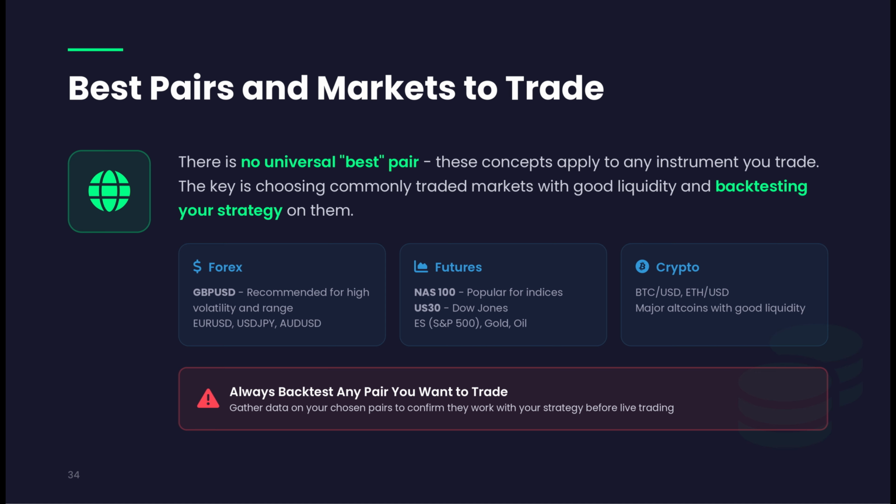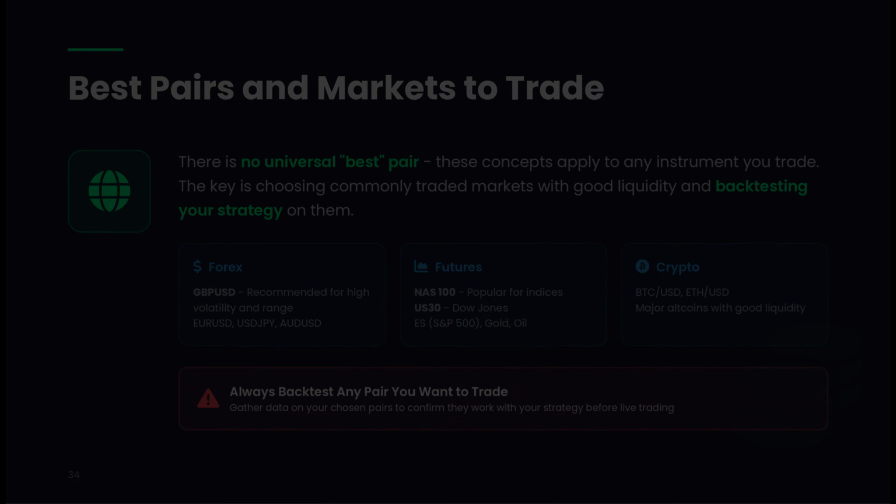The final truth: the best market is the one you've back-tested thoroughly, understand deeply, and can trade during your available hours. That's the honest answer, and whilst it requires work, it's the path to consistent profitability. Backtest everything before committing real capital.